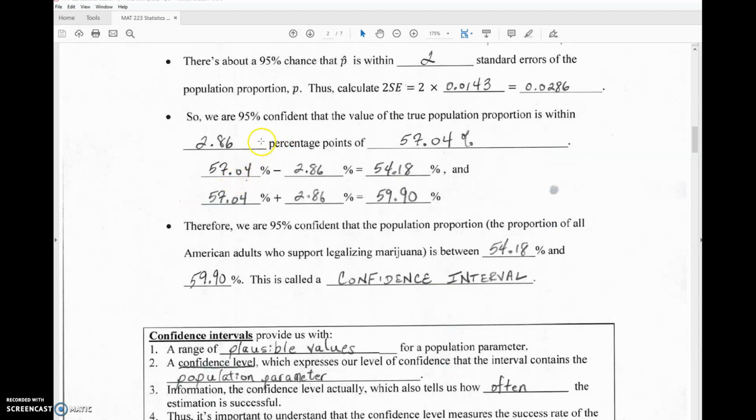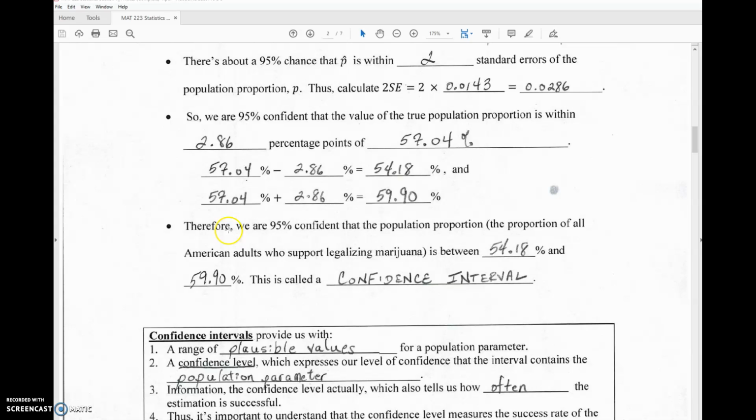So we are 95% confident that the value of the true population proportion is within 2.86 percentage points, right? That's changing the standard error to a percentage, of 57.04%, changing p hat to a percentage. So if I subtract 2.86% from 57.04, that'll be the lower limit of my what's called confidence interval, which is 54.18%. And if I add the 2.86 percentage points, I get an upper limit of 59.90%.